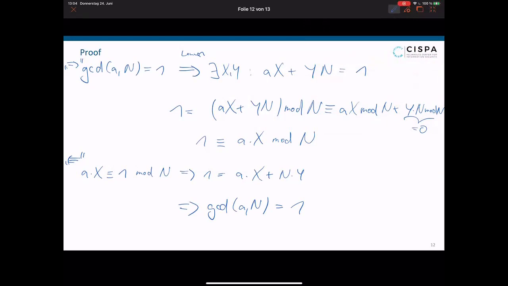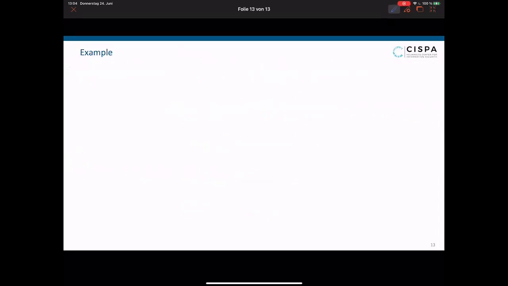You couldn't reach 1 if that GCD was not equal to 1. Okay, good. Let's go for an example. So far, I haven't told you how to compute the greatest common divisor. How do I compute the greatest common divisor? Euclid's algorithm. That's great.